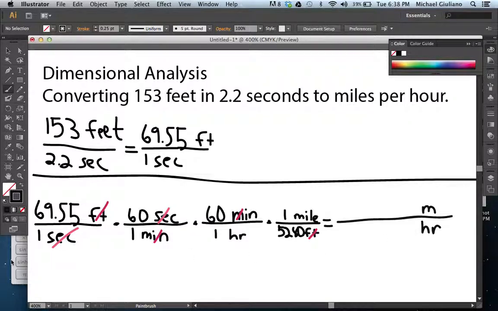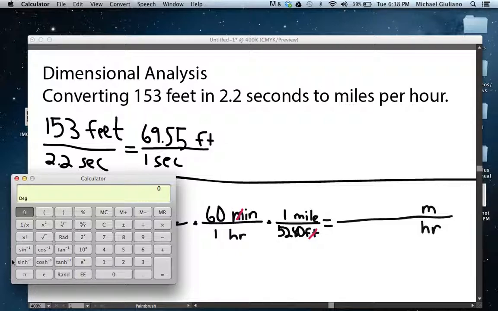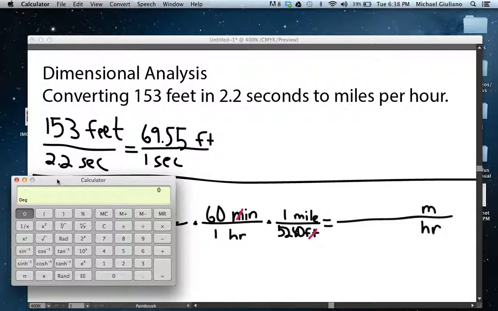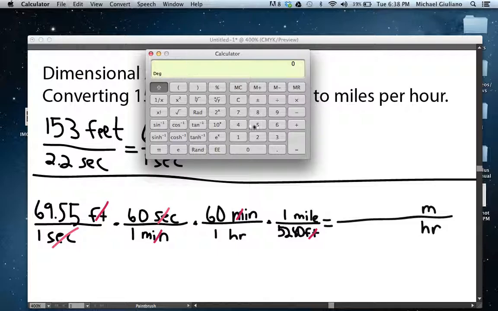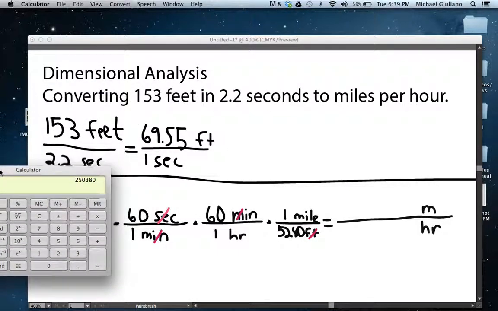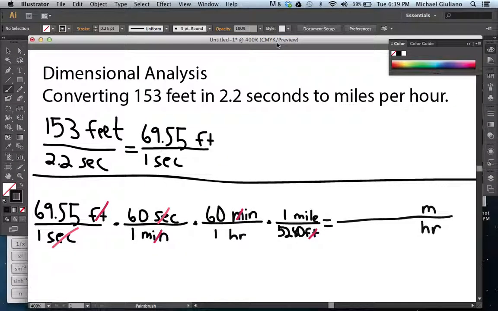Okay, so we have that. I'm going to bring up this little calculator here. Where are you at? Alright, cool. So we're just going to multiply the top numbers together. So 69.55 times 60 times 60 is equal to 250,380. Alright, so that's not going to seem too terribly helpful here right away, but bear with me.